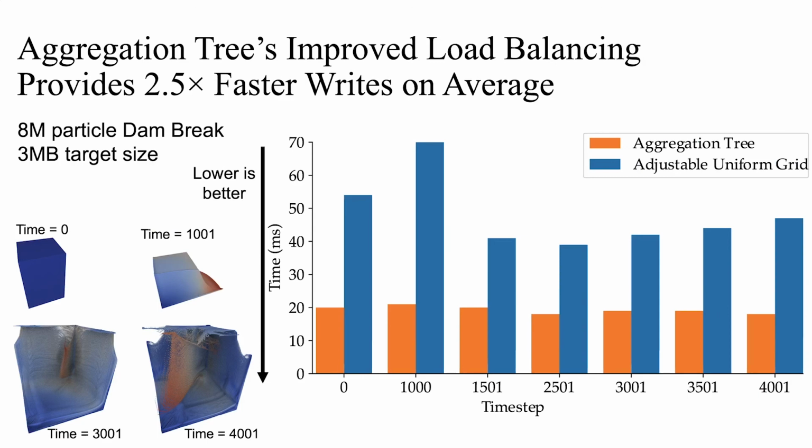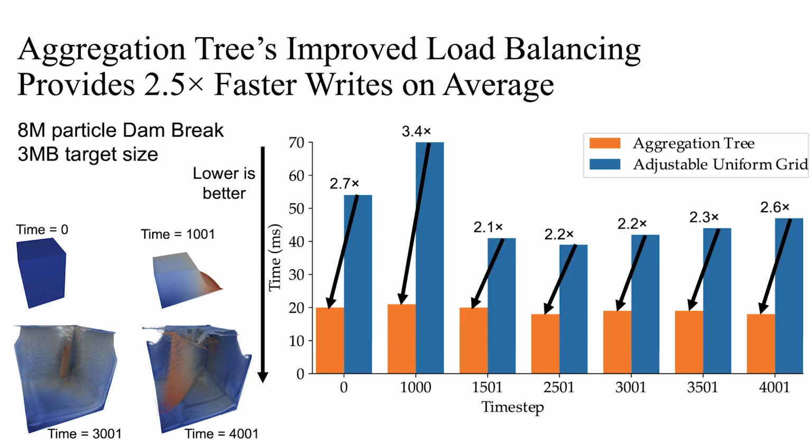In this plot, we show the same comparison of I/O time of the two methods, again aggregation tree in orange, adjustable uniform grid in blue, but this time on the dam break, which has a fixed particle count, where the particles just move through the domain, creating an I/O load imbalance. Again, the improved load balancing allows the aggregation tree to achieve up to 2.5 times faster writes on average.